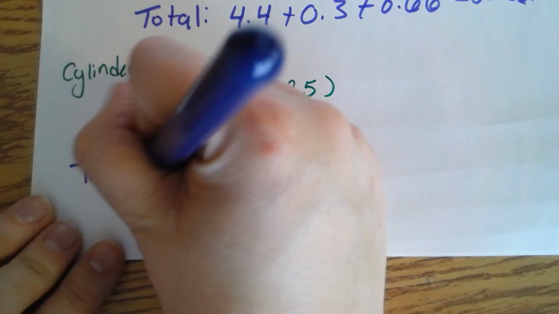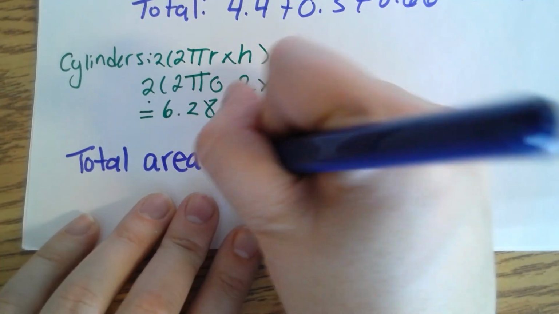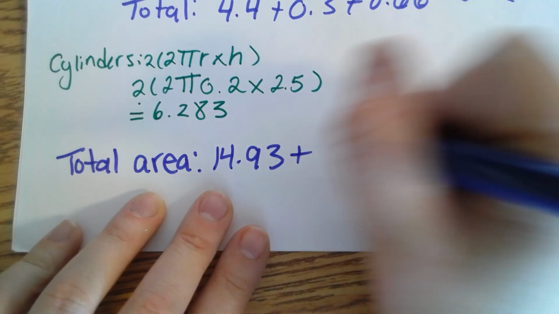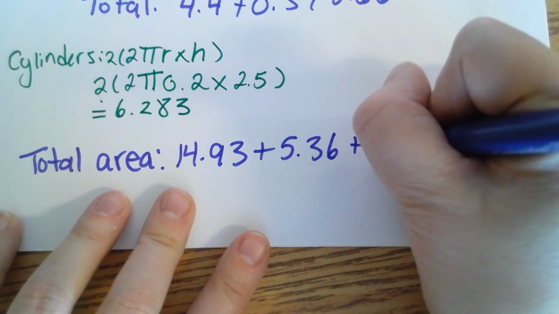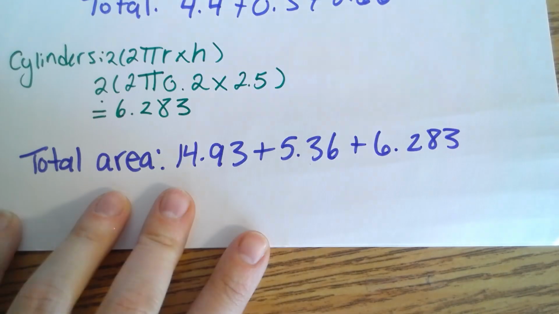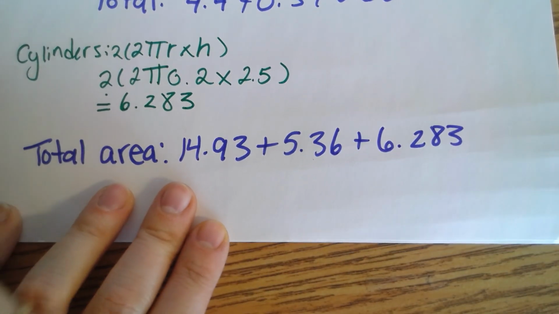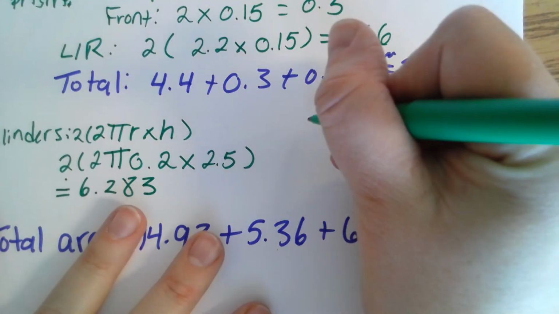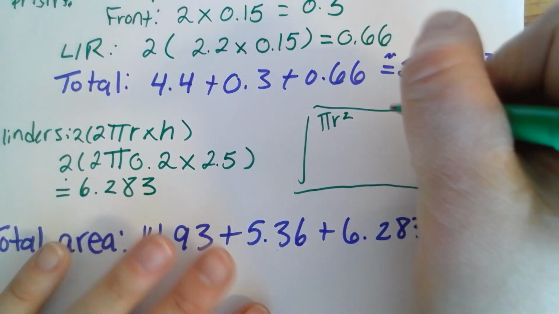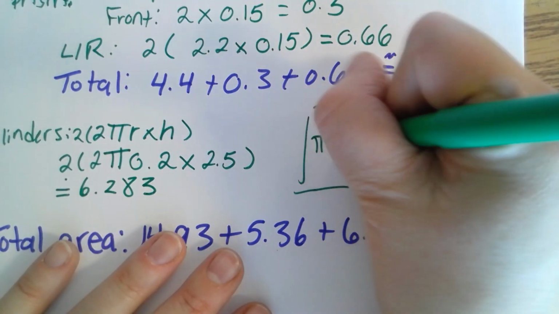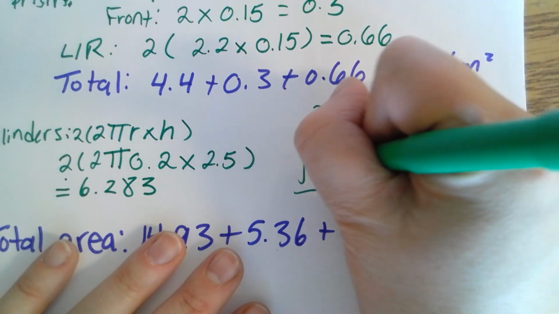My total area, I'm going to take my 14.93, my 5.36, my 6.283, and there's one thing that I have to subtract, which I'm just going to do over here, is my pi r squared, because those pieces were calculated even though they're not exactly on the surface. So this is going to give me 0.126.